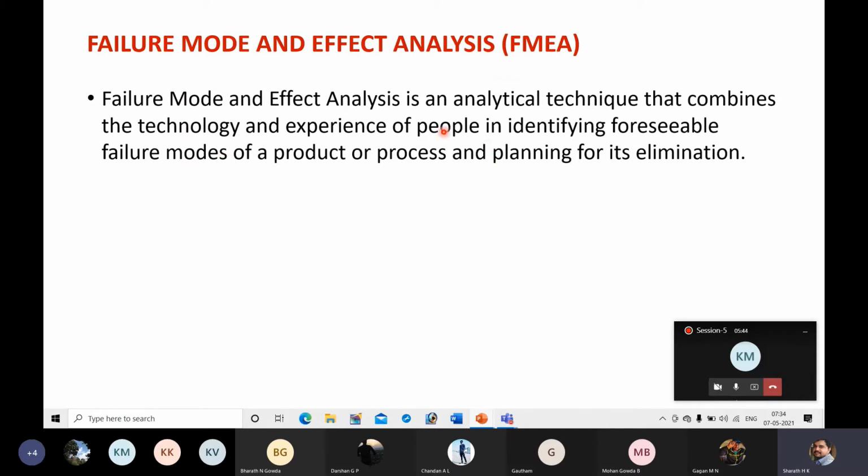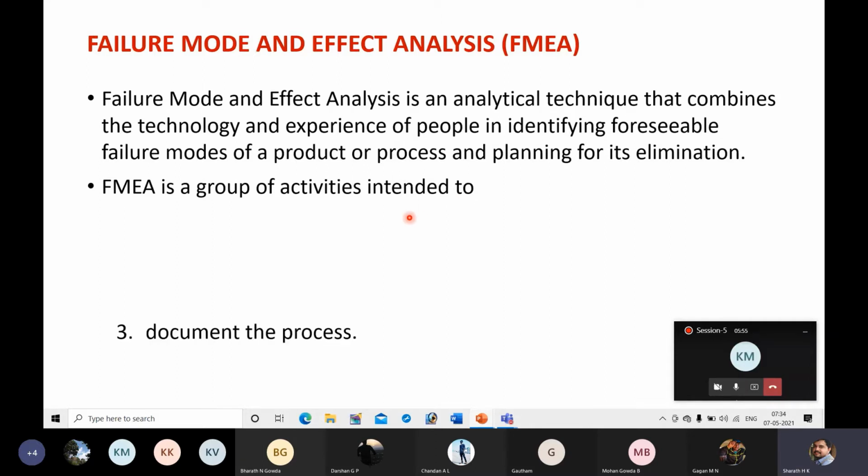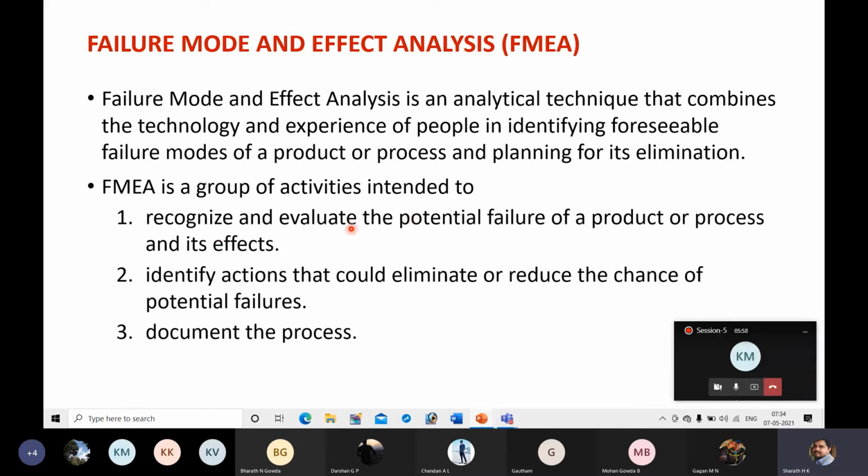This will be done at various stages. It will be done at the design stage and also at the production stage. It is a group of activities intended to do these things: recognize and evaluate the potential failure of a product or process and its effects. That means being part of this FMEA team, working on failure mode and effect analysis, you must be able to recognize or identify the reasons why a product will fail, and then you have to evaluate the potential failure of a product or process and its effects.